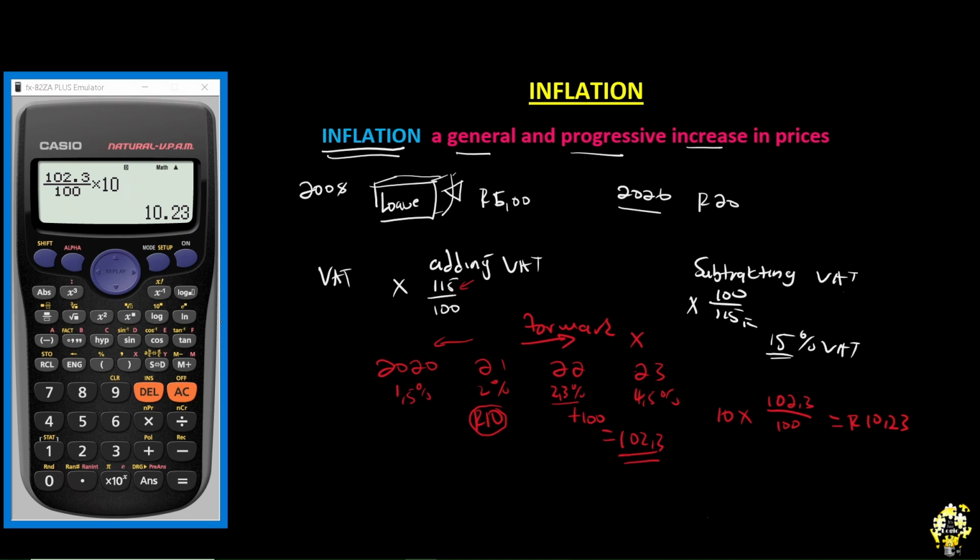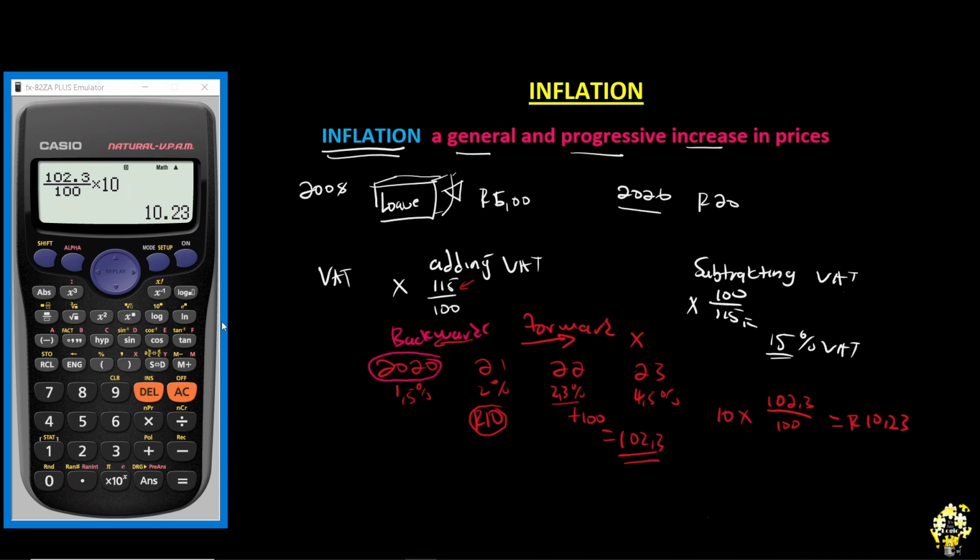What happens if we are going backwards? It's the opposite. We are still going to multiply, but then the question is, how are we going to multiply? Well, the added percentage is going to go below, and the 100 is going to stay on top. So if we are going backwards, this is what we are going to do. Let's say we wanted to find what the price was in 2020.